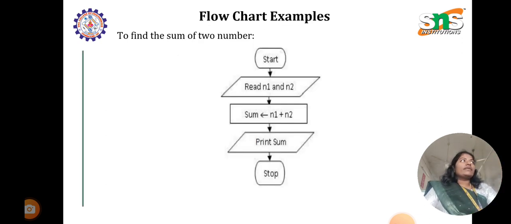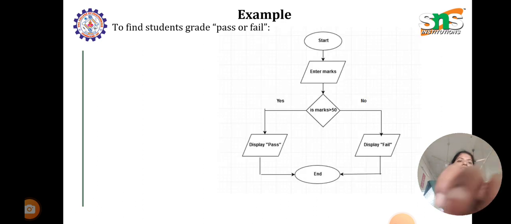Here I give one flowchart example to find the sum of two numbers. First we start the program, then read n1 and n2, then sum equals n1 plus n2, then print the sum, then stop. And then here we give an example to grade students as pass or fail.